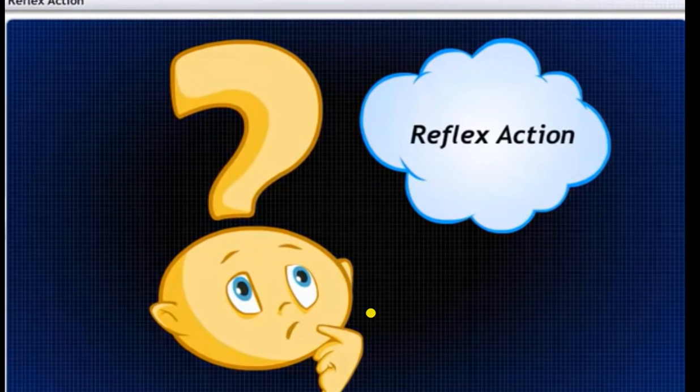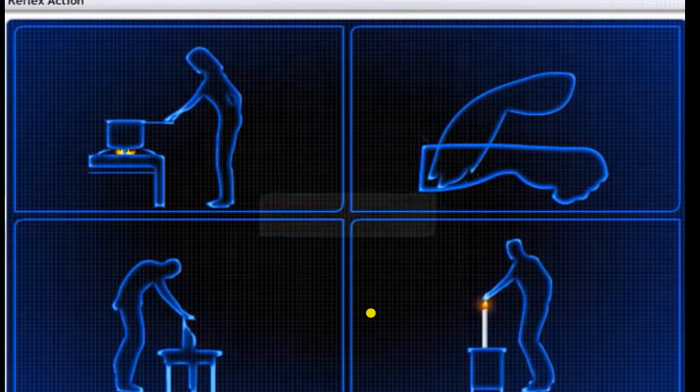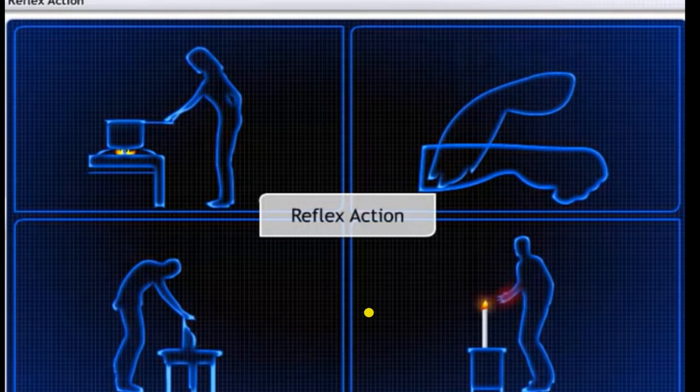Students, that's all from this chapter and topic. The rest about reflex action we will study tomorrow.